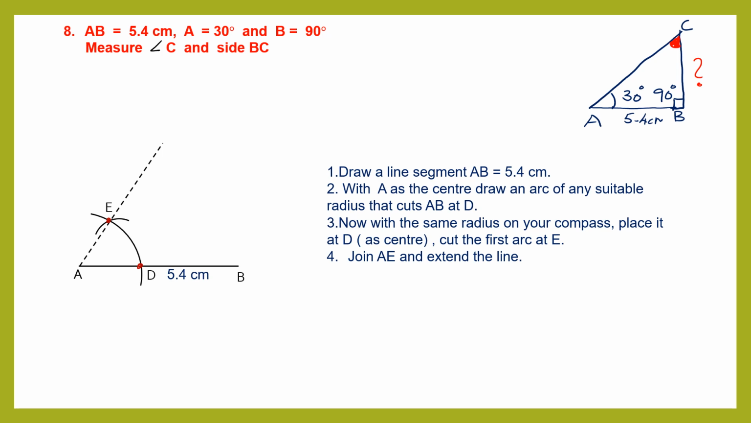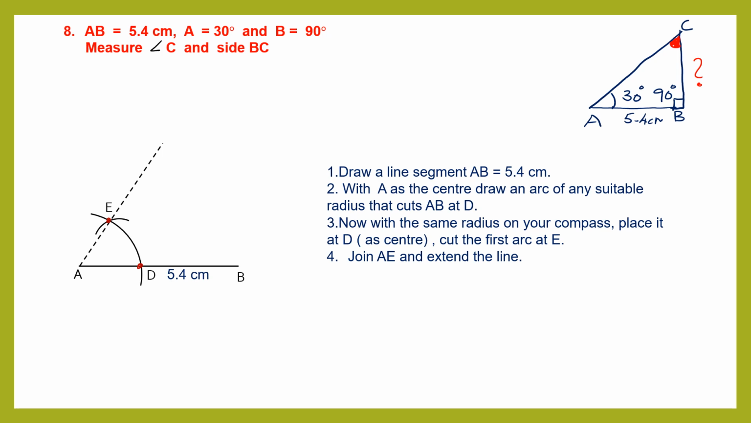Now why have we put a dotted line? The line that we have got is going to show us 60 degrees, and we don't actually want 60 degrees. We only want half of that. So to get half of that, we need to construct 60 degrees. That's why that is a dotted line. Now we're going to continue.